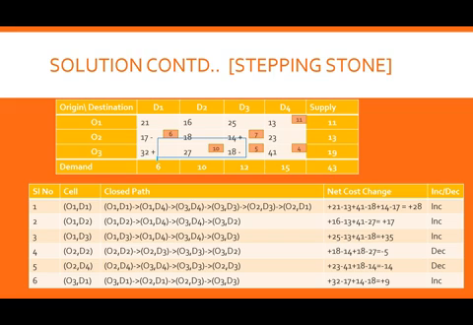For O3D1, form the loop O3D1, O2D1, O2D3, O3D3. Right? For this, put alternating signs plus, minus, plus, and a minus. So the net cost change will be plus 32, minus 17, plus 14, and a minus 18. When you evaluate it, you get a plus 9, which is an increase in cost.